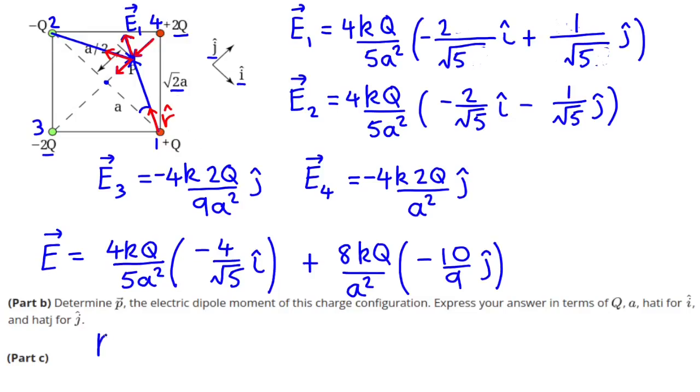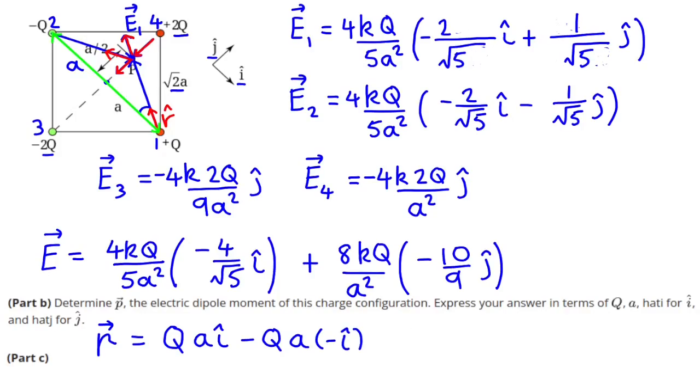Now determine P being the electric dipole moment of this charge configuration. So what we can do is choose an origin in the middle of the square and take radial vectors to each charge relative to this origin. So what we have is Q multiplied by the position vector, which is A in the I direction. And similarly, we have a position vector to the other charge. So that charge is minus Q, and that position vector is A pointing in the minus I direction.